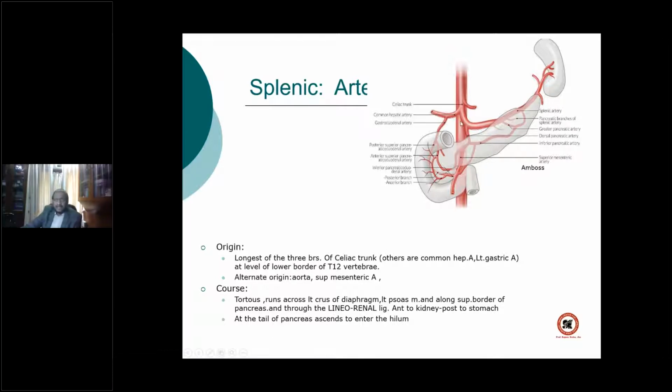Now, there may be an aberrant origin of the celiac trunk, which could be arising from the common hepatic, or from the left gastric artery. But whatever the origin, the most common is the celiac trunk, lying at the level of T12 vertebra. The splenic artery could also arise directly from the aorta or from the superior mesenteric artery, which is somewhere here. So instead of arising from here, the splenic artery could be arising from this place, or it could be a direct tributary of the aorta.